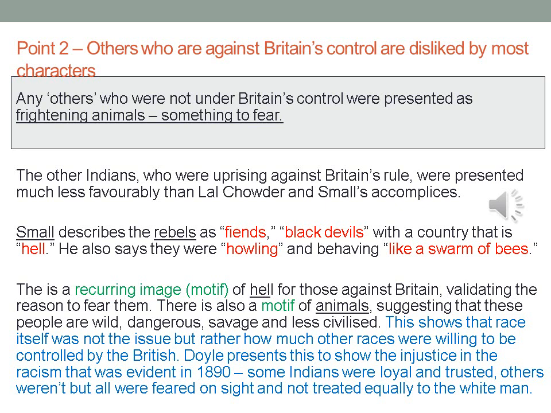Doyle, by presenting two different presentations of the Indian people, shows in some ways the injustices of the racism, because some were loyal and trusted and others weren't, and were all feared on sight. So it raises some questions as to whether racism is valid, or actually whether it is a tool that British people used to control the world. And hopefully you'll understand that Doyle's saying it's not valid and it was wrong.